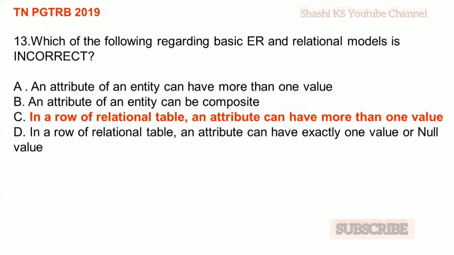The next one is, which of the following regarding basic ER and relational models is incorrect? An attribute of an entity can have more than one value. This is allowed. An attribute of an entity can be composite. This is also allowed. In a row of a relational table, an attribute can have more than one value. No, this is not allowed. In a row of a relational table, an attribute can have exactly one value or null value. This is allowed. So option C is the incorrect option.